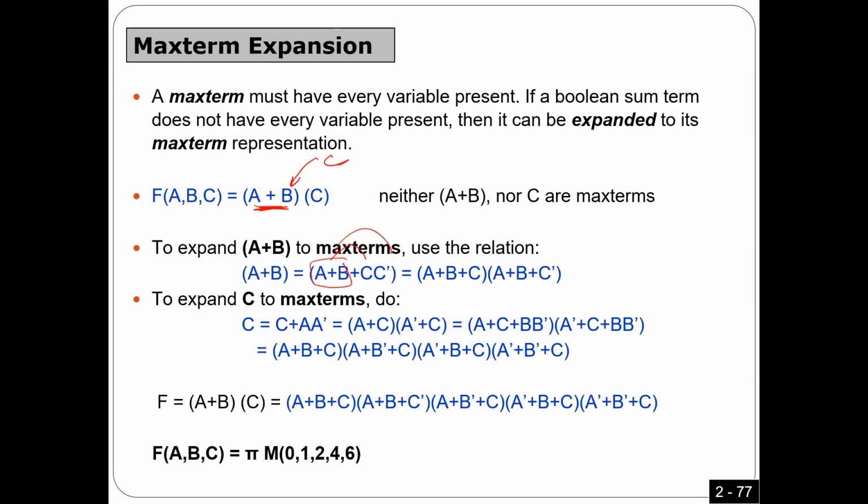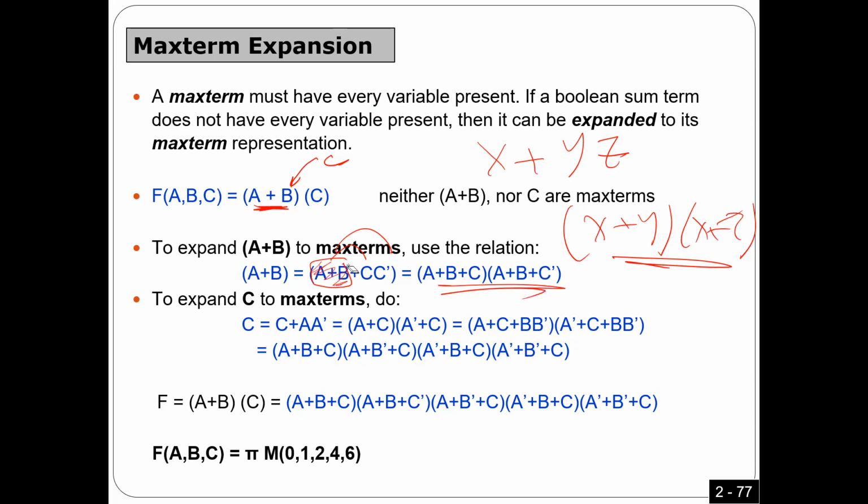As I told you before, this is very confusing to students because we don't have this rule in normal algebra. Just want to remind you, if you have X or YZ, I can do this way: X or Y and X or Z. That's exactly what I did. Assume this is X, I do the distribution. So now A or B is equivalent to these two. This is max terms, this is not max terms.